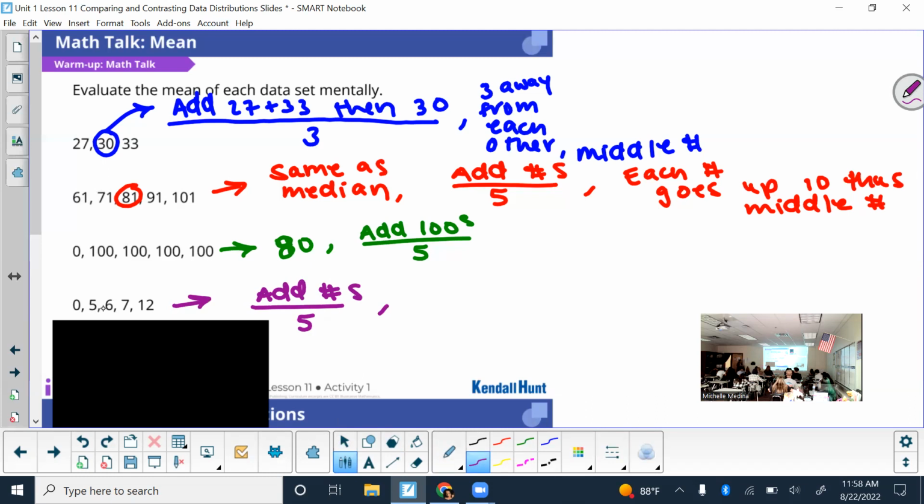All right, now, is there like a consistent pattern going on here? Kind of. What do you mean by kind of? It goes 5, 6, 7. So, yes. So from 0 to 5 is how much? And then 5 to 6, 6 to 7, and 7 to 12.